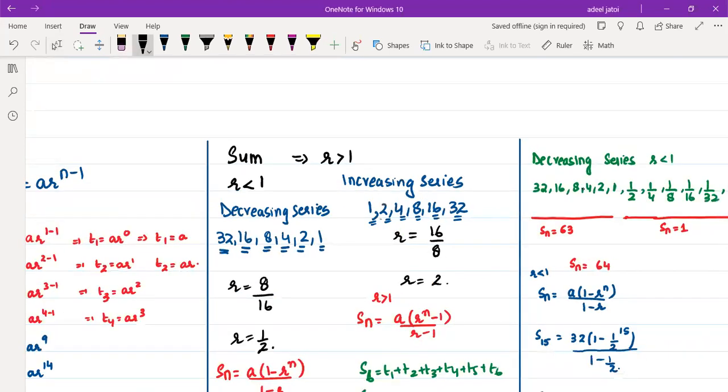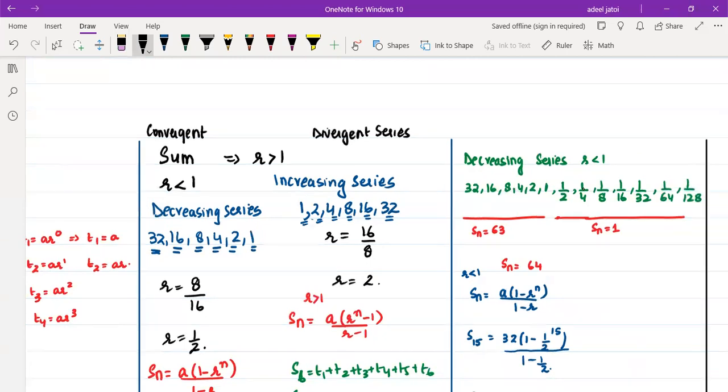Your decreasing series is also known as a convergent series, and your increasing series is also known as a divergent series. So these are the two words that can be used by the examiner in the question. If the examiner wants, they can directly say, okay, you have a convergent series or you have a divergent series.